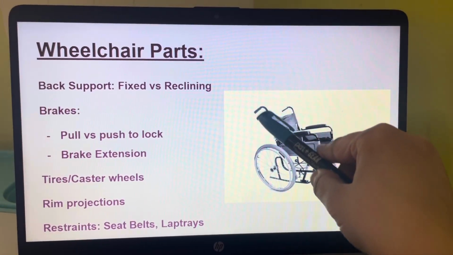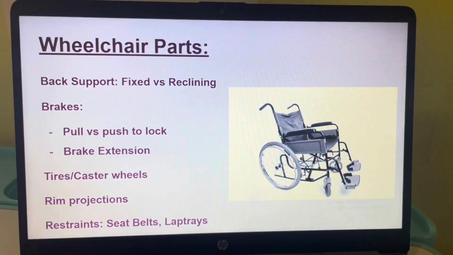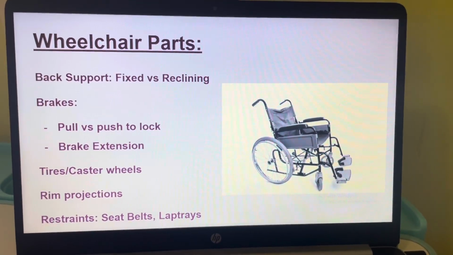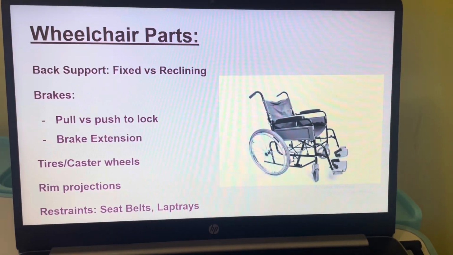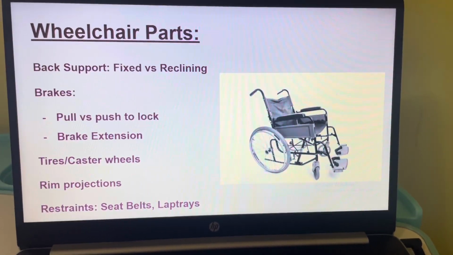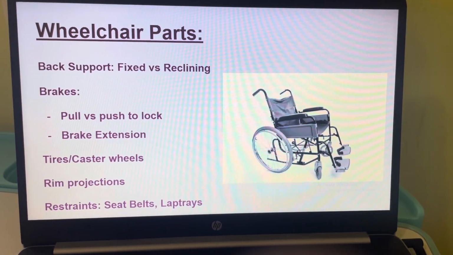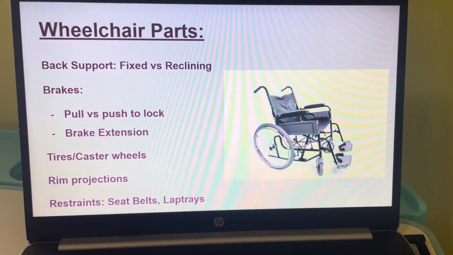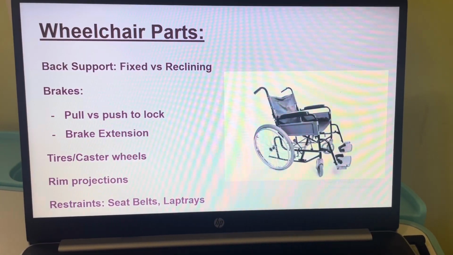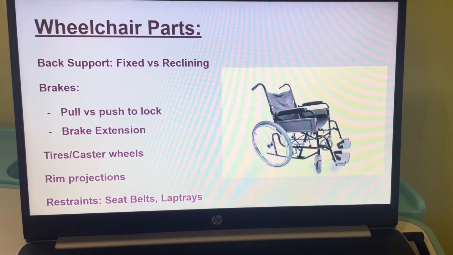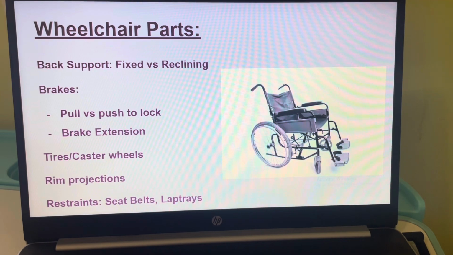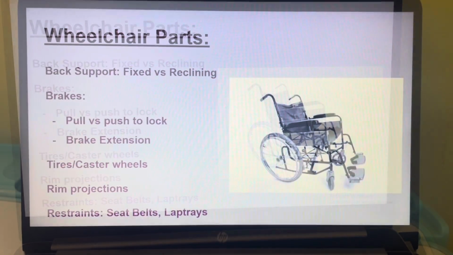You could have a fixed or reclining backrest. The manual wheelchairs, the standard types, come with a fixed back support. The high back or reclining wheelchair is recommended for patients with posture deviations such as increased thoracic kyphosis, for patients who have a tendency to slide forward, or people with poor neck or trunk control.